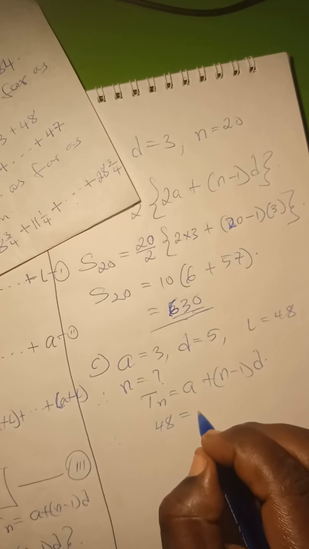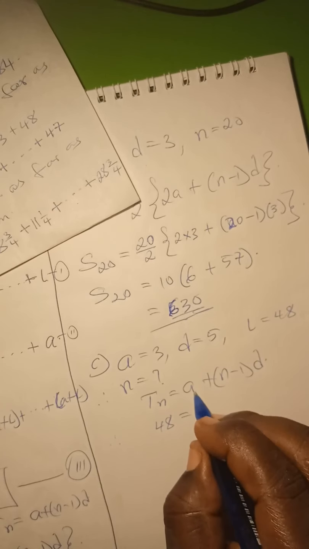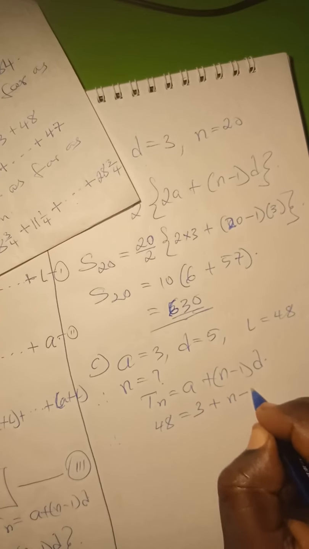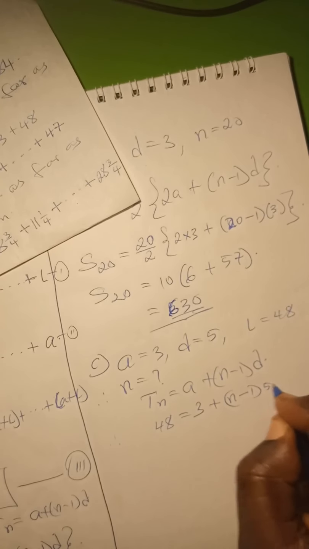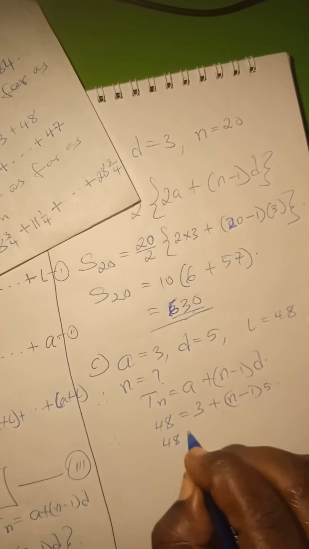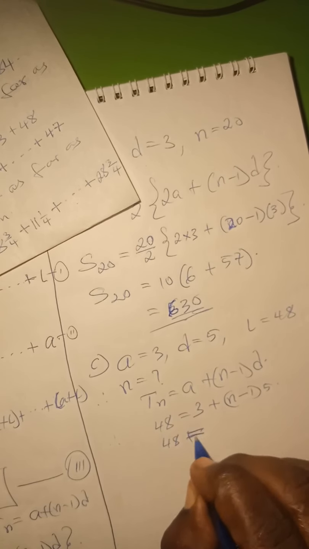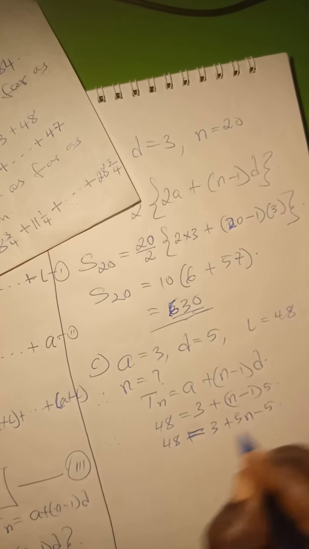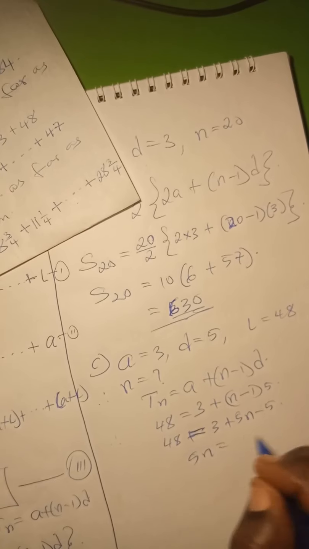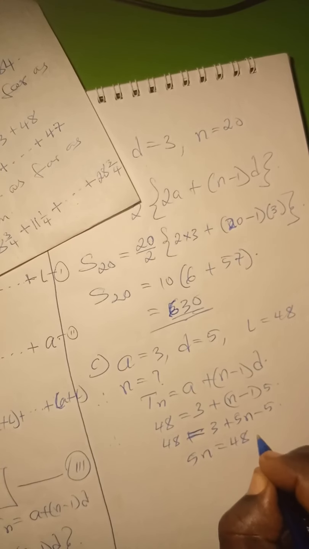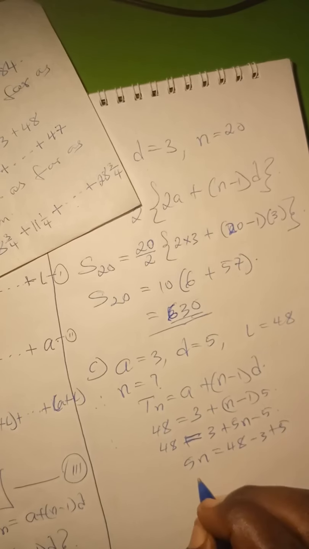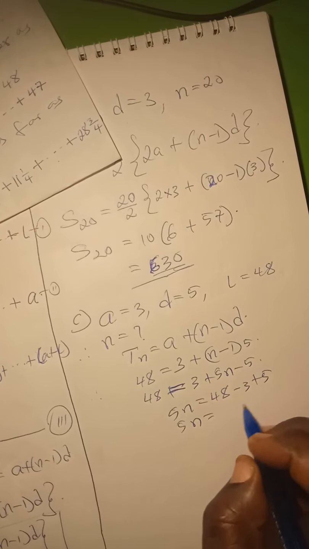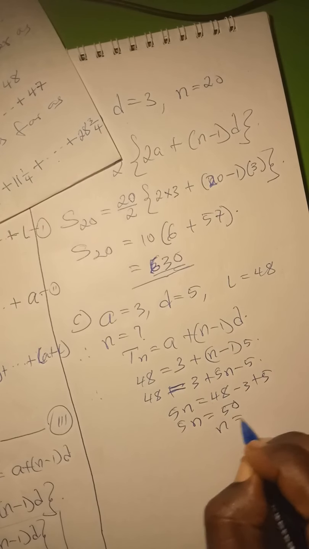48 is equal to a, the first term, which is 3, plus n minus 1, the common difference is 5. So it means that 48 is equal to 3 plus 5n minus 5. So 5n now is going to be equal to 48 minus 3 plus 5. So 5n is equal to 50. So n is equal to 10.